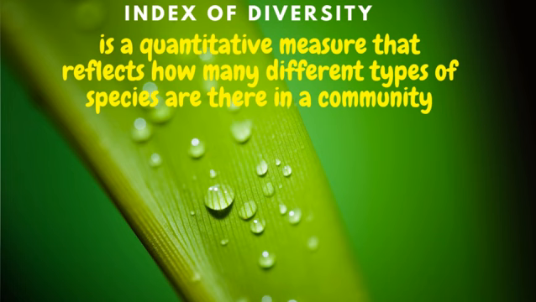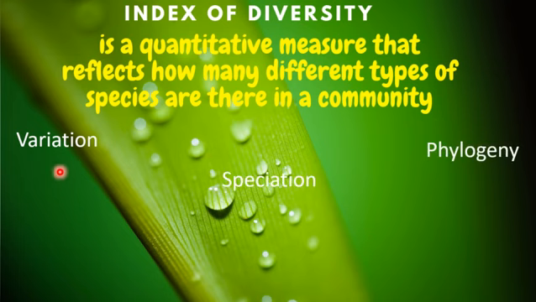Species change over time by evolution. This includes variation, speciation, and phylogeny. Variation discusses the changes and variation in characters of organisms in a population due to genetic recombination and mutation. Speciation is the development, growth, and expansion of new species from the current one, while on the other hand, phylogeny is the study regarding the evolutionary changes and development among organisms.